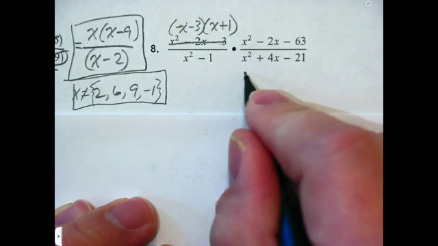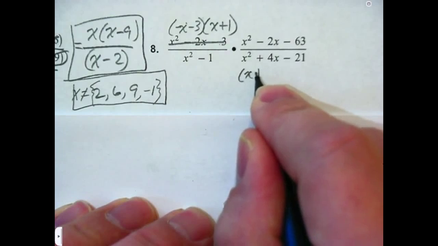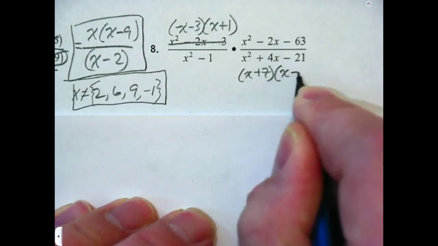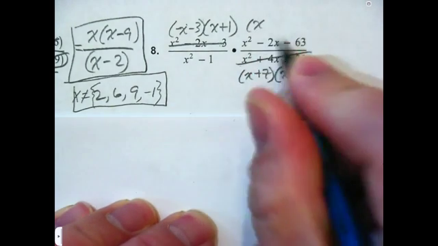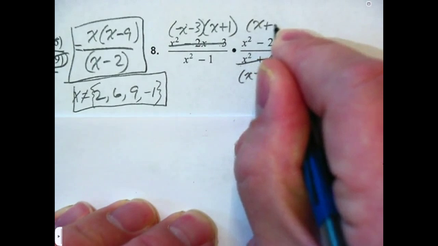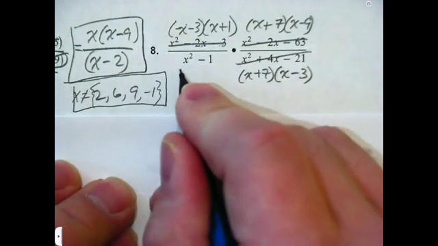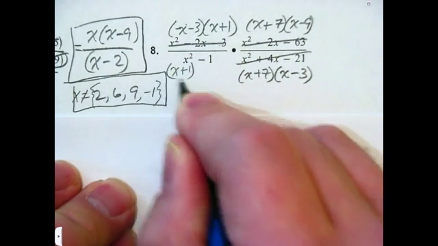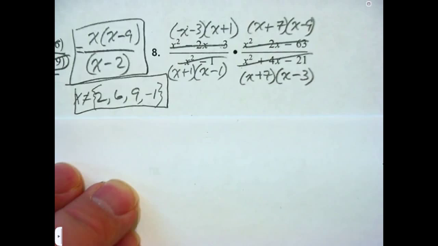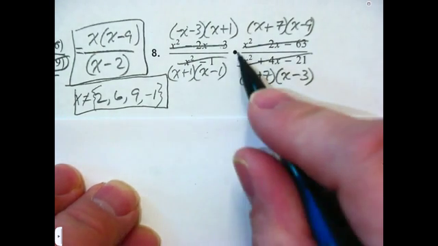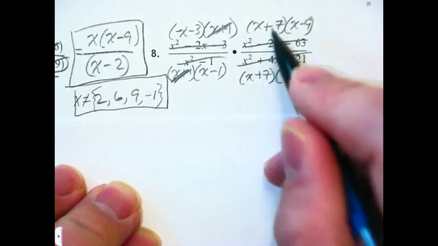This becomes x plus 7, x minus 3. And this one becomes x plus 7 and x minus 9. I was trying to mess Matt up there. Okay, and this one is x plus 1, x minus 1, difference of 2 squares. All right. And so from there, it's multiplication. Try to reduce. That's gone. Nothing else. That's gone.